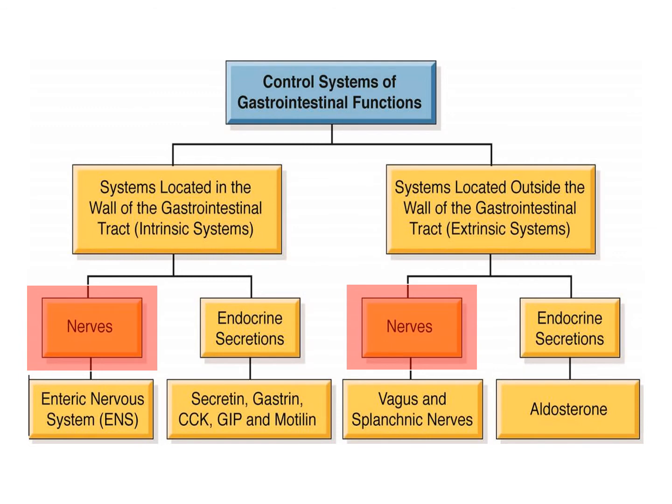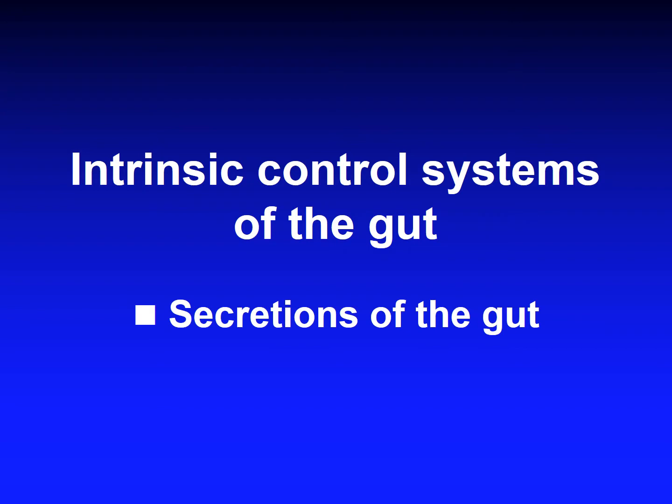You've seen this slide before, and the highlighted ones that we've talked about already are the nerves of the intrinsic control system of the gut, which consist of the enteric nervous system and the ICCs, and the nerves of the extrinsic control system of the gut, which consists of the vagus and the sympathetic nerve, or the splanchnic nerve. Today, I will be starting the topic on endocrine secretions of the intrinsic control system of the gut. So we will be talking about the endocrine secretions of the gastrointestinal tract that participate in controlling the four gut functions that we've talked about.